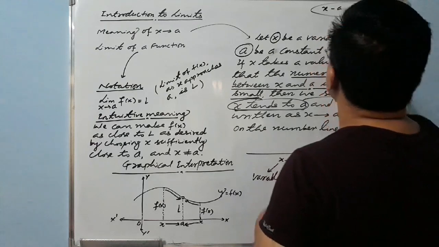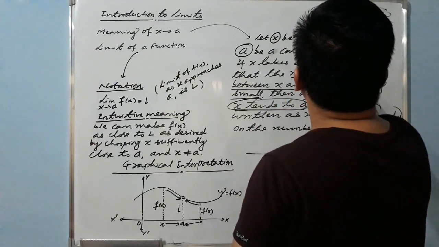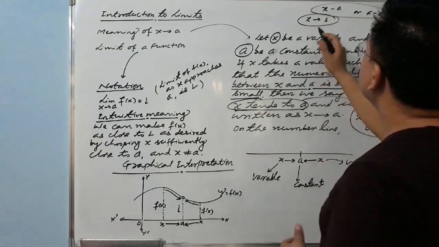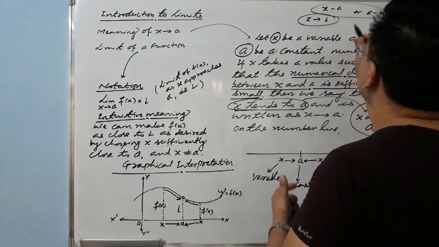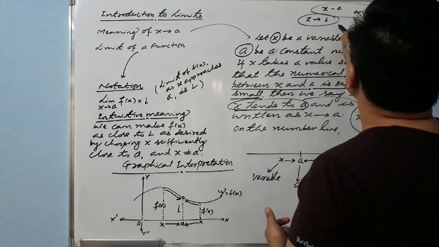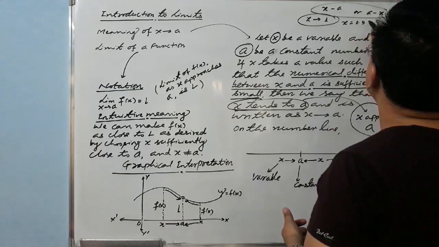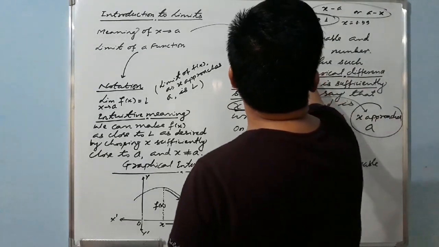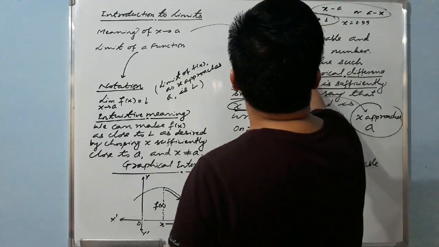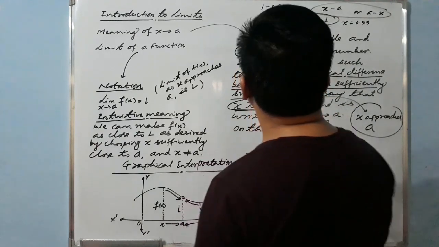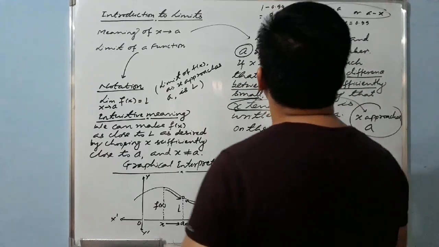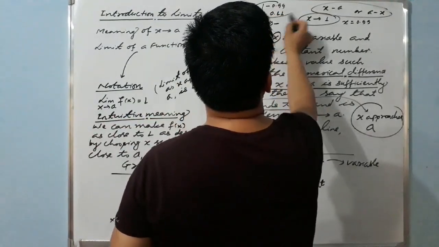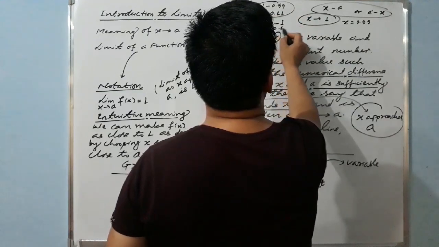Suppose instead I take x tends to 1. What is the meaning of this? It means x approaches 1. Suppose x is a value very near to 1, maybe 0.99. If we find the difference between 1 and 0.99, we get 1 minus 0.99 equal to 0.01. If you find 0.99 minus 1, then you will get minus 0.01.